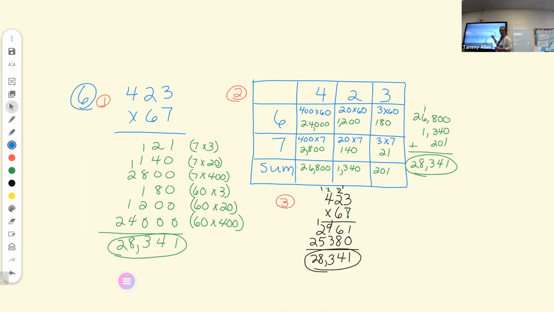Any questions on the box method? I feel like a lot of you are getting really good at that. Any questions on this method? I feel like many of you are getting pretty good at this method. It's almost like the box method. We're just doing each individual section here. Writing them out like this is helpful. Any questions on this method?